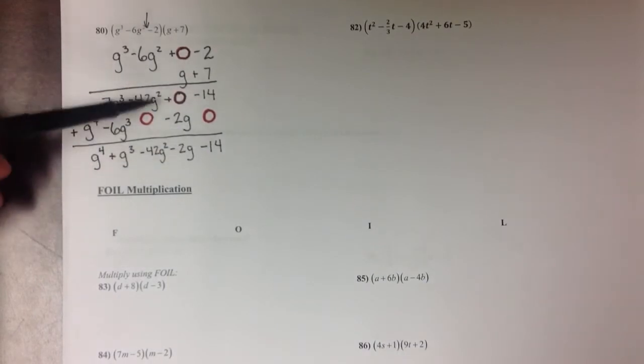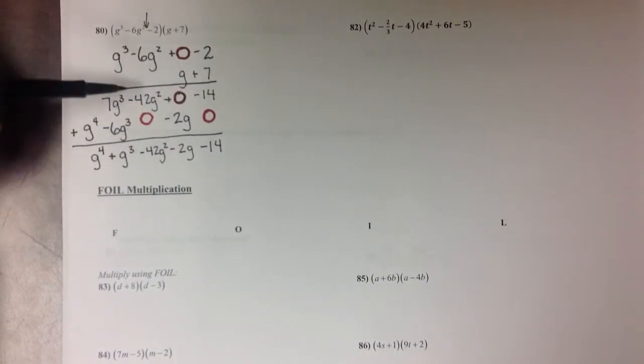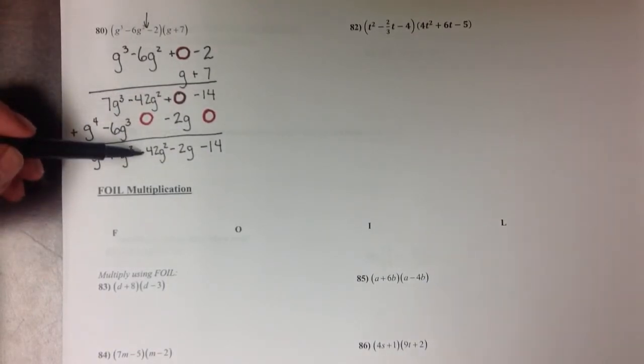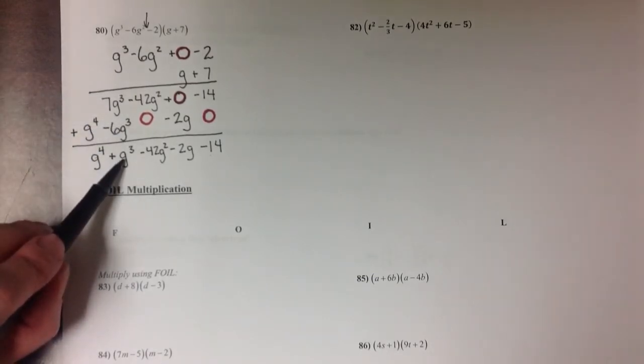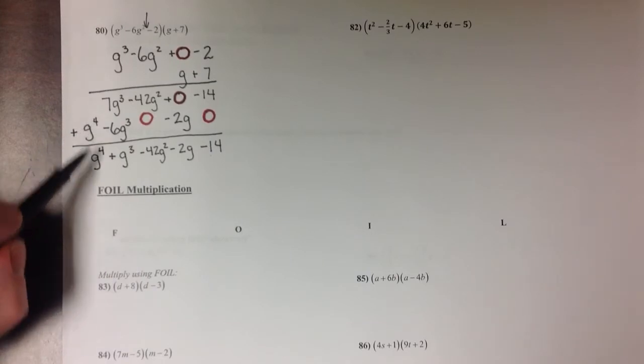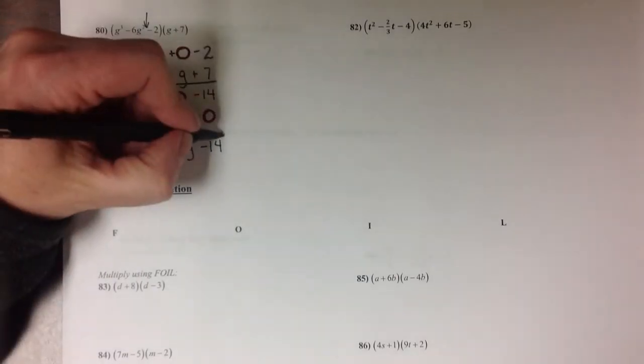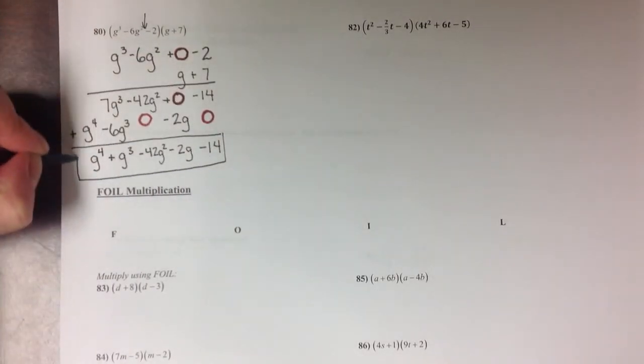the negative 14 came down, the negative 2g came down, negative 42g, 7 take away 6 leaves us with just one positive g to the third, and then our g to the fourth term for our final answer.